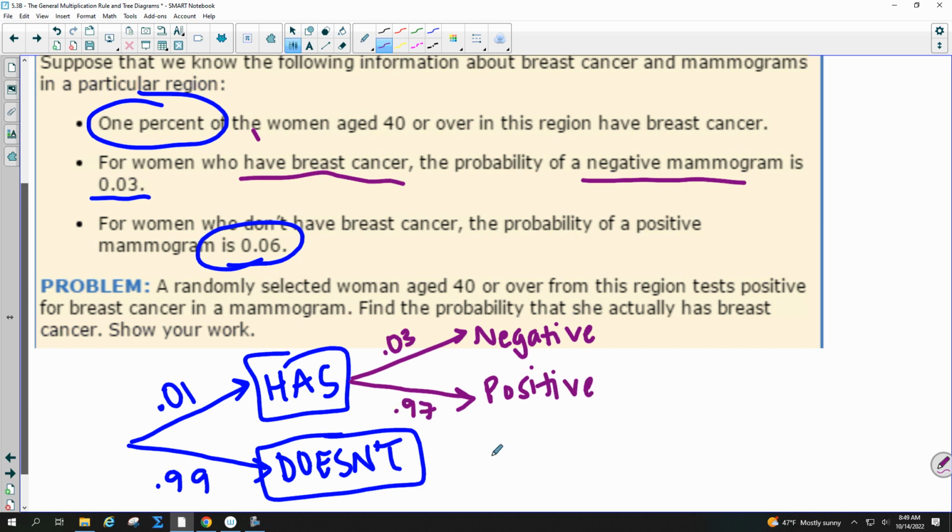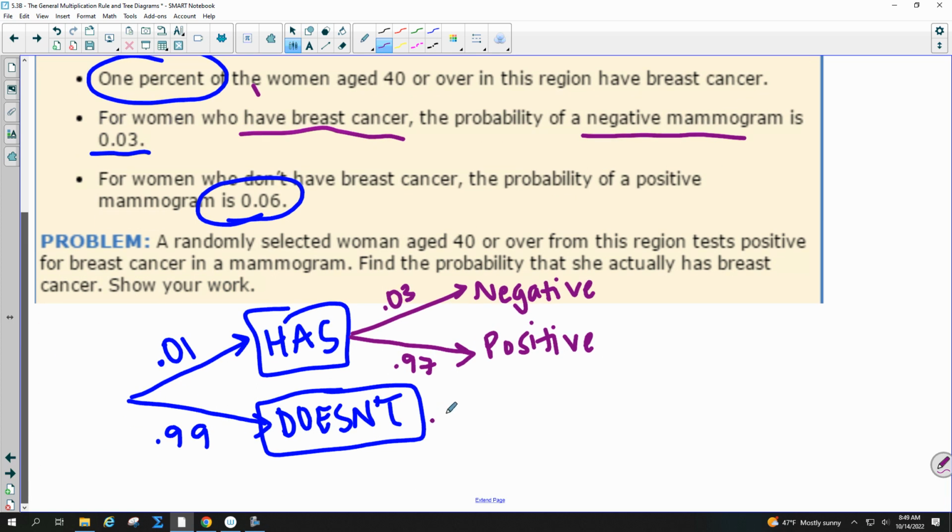All right, so then in the next one, 99% do not. And it says that for women who don't have it, there is a 6% chance of a positive test, which is wrong, all right? Positive. All right, so then what's the chance of a negative?